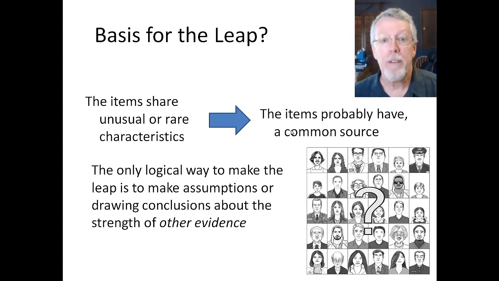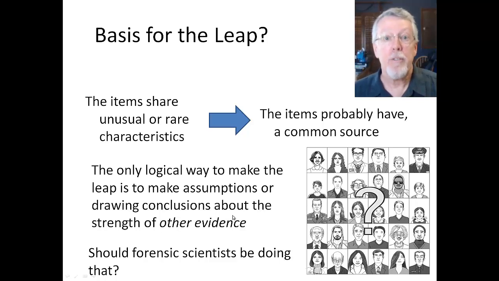The only logical way for them to make that leap is to make assumptions or to draw conclusions about the strength of the other evidence. In order to say that the defendant is probably the source, they have to also assume or conclude that the defendant is a likely suspect a priori, that there's other evidence that suggests that he could have done it, or that doesn't rule him out.